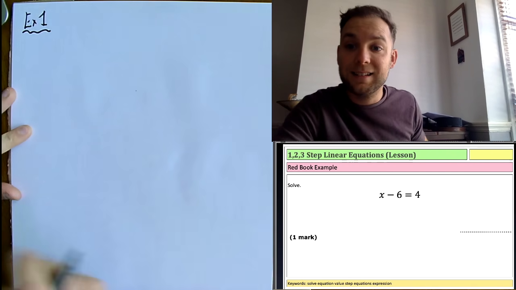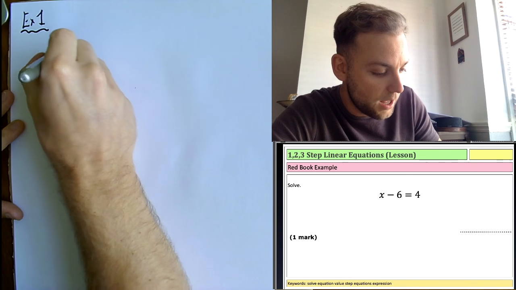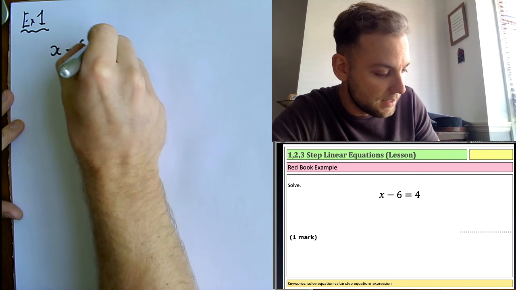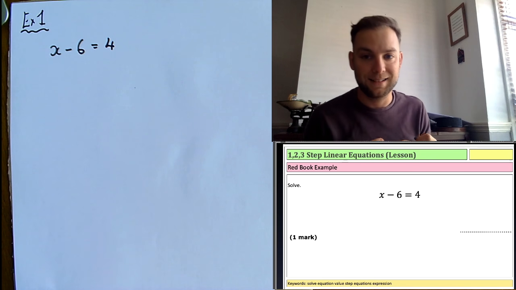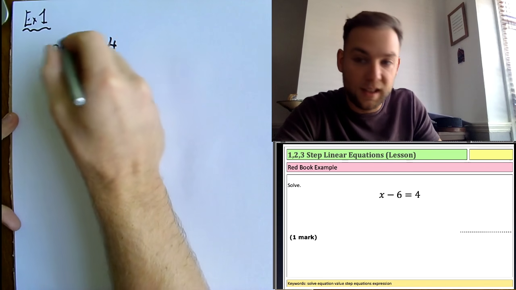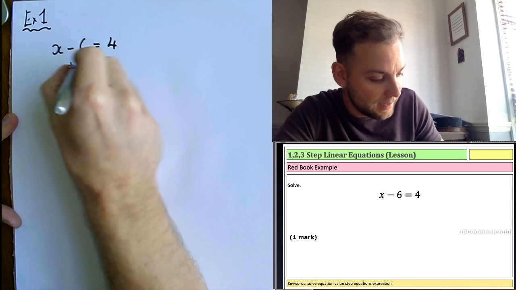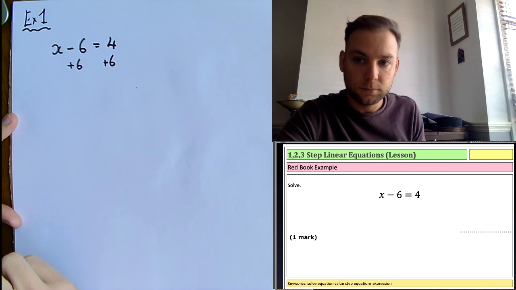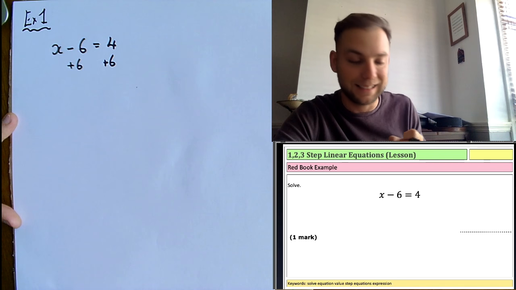Make sure you're getting this in your notes. Remember, the only way to learn maths is to do it. So we've got x minus 6 is equal to 4. So if I want to solve to find x, it means I need to find out what x is. So I need to get rid of this minus 6. To get rid of this, I'm going to add 6, because the inverse of subtracting 6 is adding 6.